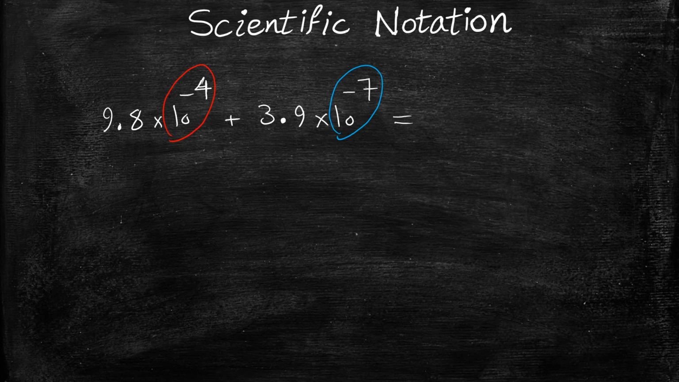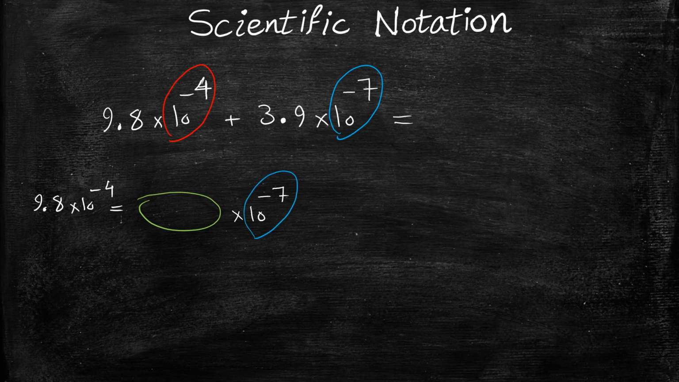I said it's easier to convert the bigger one into the smaller one. So negative 4 is larger than negative 7. So we have to basically convert 9.8 times 10 to the negative 4 to something times 10 to the negative 7, so that the power of 10 becomes similar and we can perform the addition.